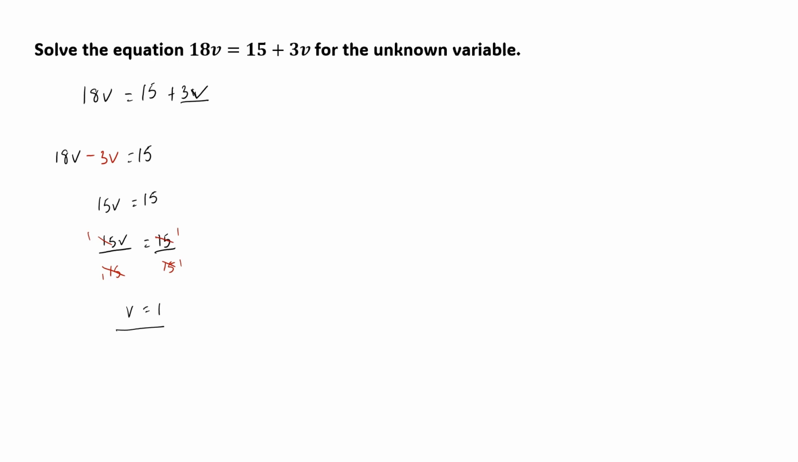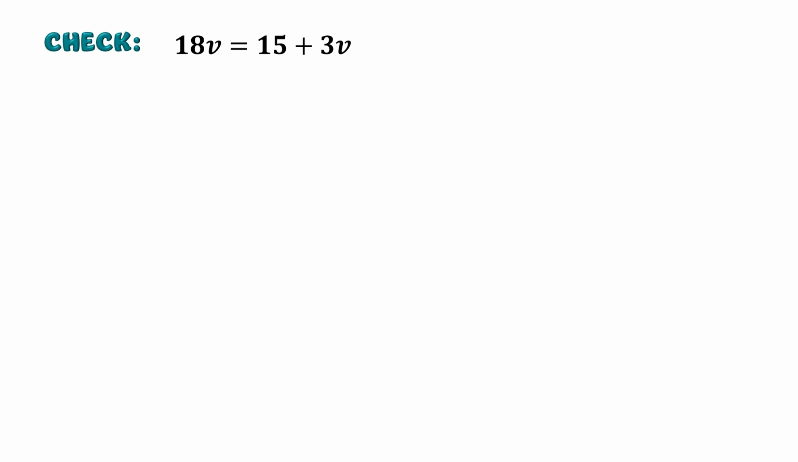So let's check our solution. And we said that v is equal to 1. That means we're substituting v with 1 everywhere that it appears in our equation. And we're checking to make sure that our number 1 verifies our equation, meaning that everything will work out to the exact same thing.